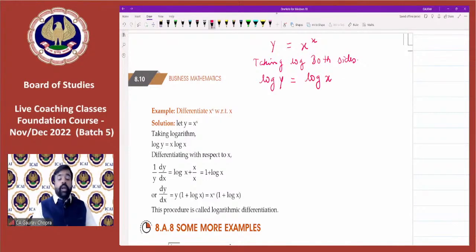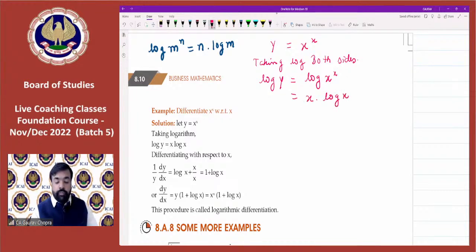Now in the logarithm chapter, you might have studied the property of log m to the power of n. It is simply n multiplied by log of m. So the power will jump forward. So x multiplied by log of x, and here we have log of y. Now we can easily differentiate x into log x. These are the two variables, so we can apply the product rule here.